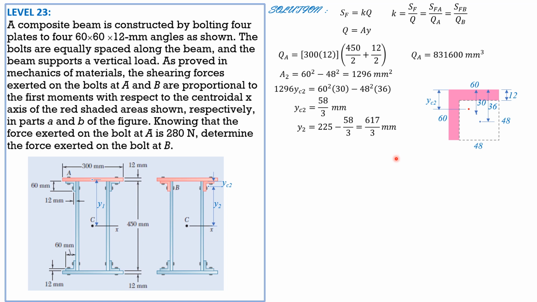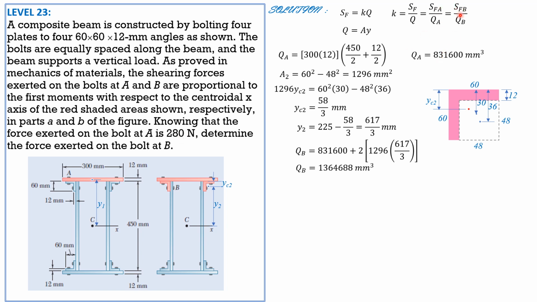Therefore, Q sub B is 831,600, which is the Q of this rectangular plate, plus 2 times the area of the angle, 1296, times the distance of the centroid of that angular area to the centroidal x-axis, which is 617 over 3. So Q sub B is equal to 1,364,688 cubic mm.